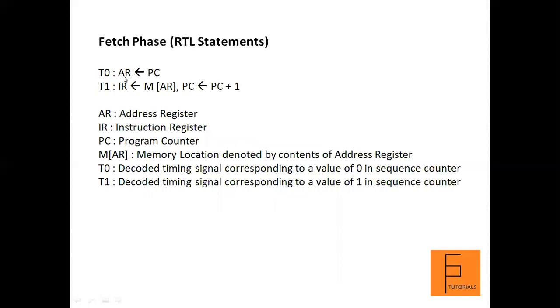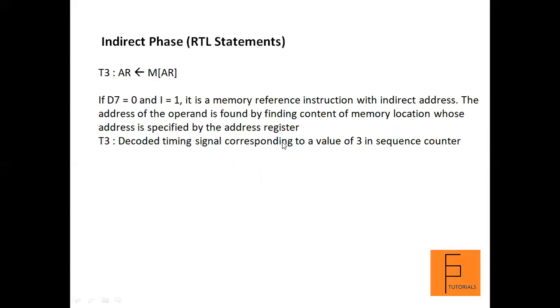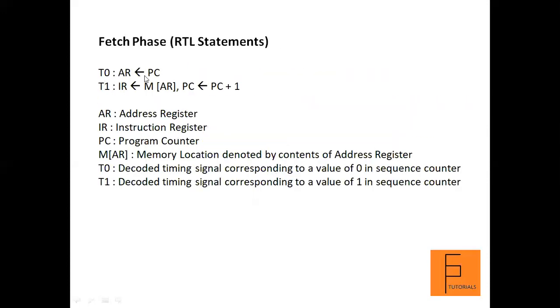So I'll just repeat, the part of T0 is executed in two steps. Step number 1 is you set the select inputs equal to 0 1 0, which is the binary equivalent of 2, which will result in transferring the content of the program counter to the common bus, followed by setting the load input of the address register, which allows the content of the common bus, which is nothing but the content of the program counter, to be transferred to the address register. So that is how you would execute this micro instruction, which is shown in timing T0.